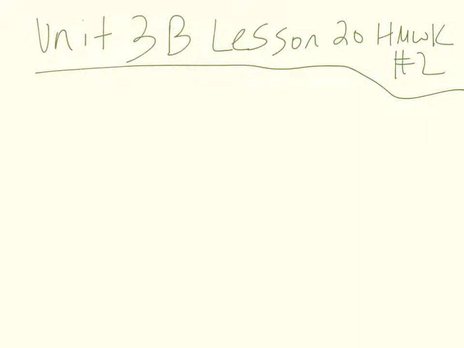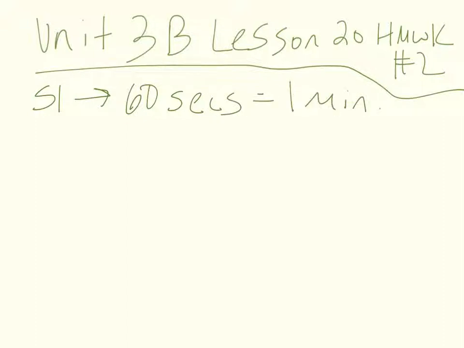4 members of a track team run a relay race in 165 seconds. How many minutes did it take them to run the race? First in this problem, step 1, you will have to determine and have memorized that there are 60 seconds in 1 minute. And the students need to record that and write that down.